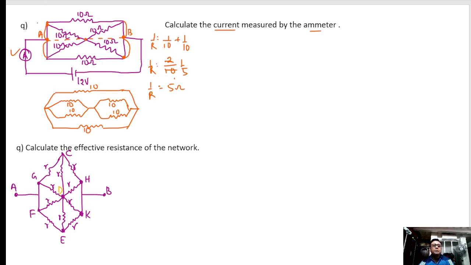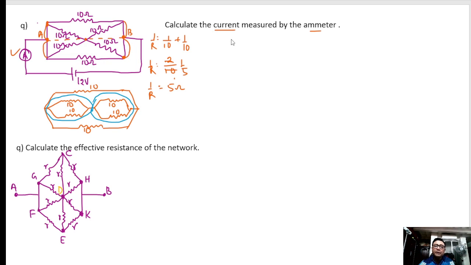So this part is 5 ohms and this part is also 5 ohms. So 5 plus 5 is 10 ohms. Okay, 5 plus 5 is 10 ohms.